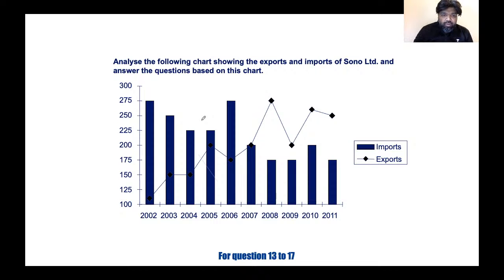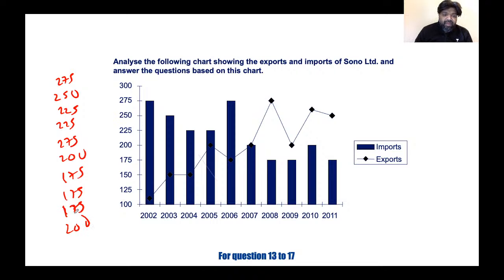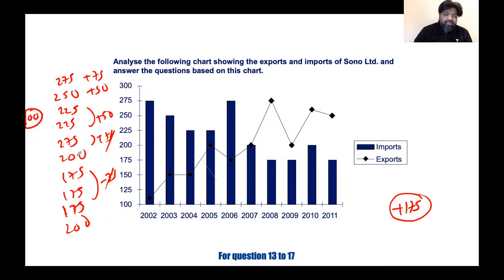ठीक है, let's add the total imports. Total imports will be 275 plus 250 plus 225 plus 225, again 275, 200, this is 175, 175, 175, this is again 200. अब if you remember my average trick, let everything be 200. Let the average be 200. So this will be plus 75 plus 50 plus 50 plus 75 minus 75 plus 0, तो ये plus 75 से minus 75 कट गया, तो अब नेट कितना आ गया, plus 100, 175 plus 175, और सब कुछ क्या है 200, 1 2 3 4 5 6 7 8 9 10, there are 10 years, so 2000, 2175 is my net import.